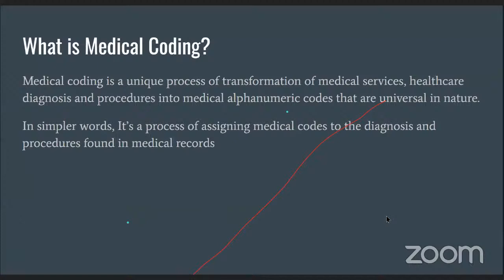Now, let's start with a basic question that one can think about, and that I have shared on my slide. What is medical coding? Medical coding is a unique process of transformation of medical services, healthcare diagnosis, and procedures into medical alphanumeric codes that are universal in nature. In simple words, it's a process of assigning medical codes to the diagnosis and procedures found in the medical records.